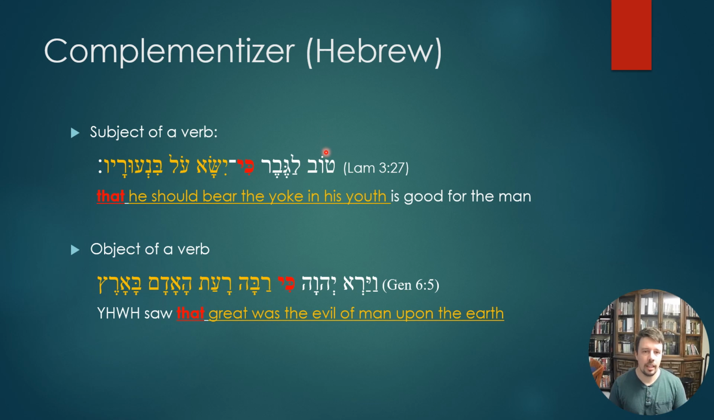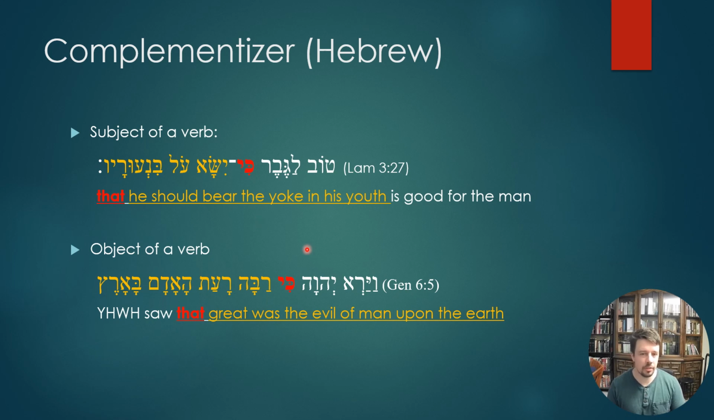So it is good for the man that he bears the yoke in his youth. Or the way we would prefer to say it in English is that he should bear the yoke in his youth is good for the man. So when I was translating this tov as it is good, well, you see it's just one word. It's the verb be good. And well, where's the subject of be good? It's over here. It's at the end of the sentence and it's introduced by ki. So a man bearing a yoke in his youth is what is good for a man.